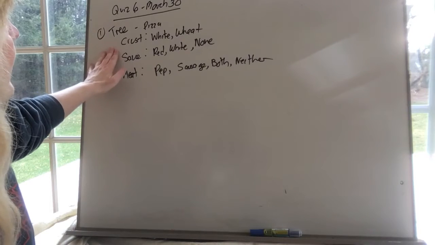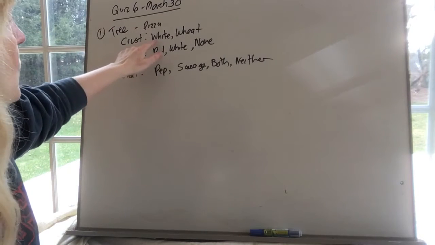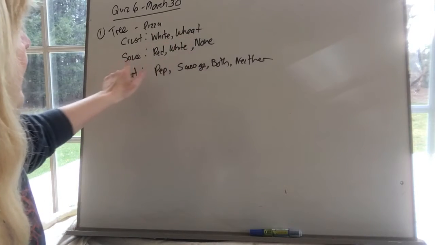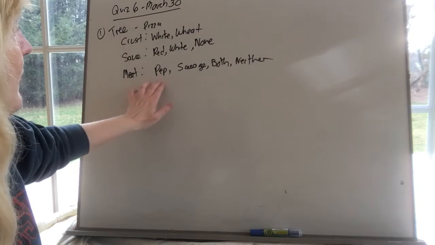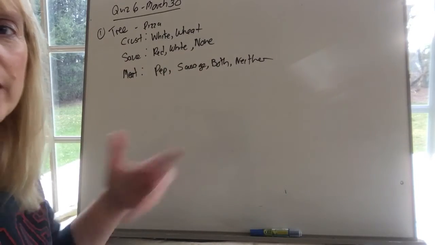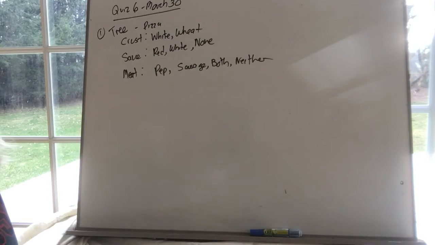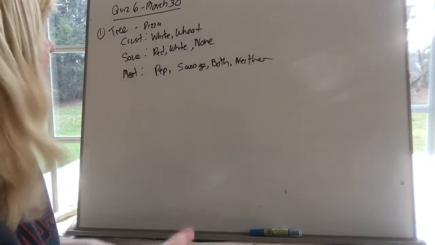So I have a pizza. I can get a pizza that either has white crust or wheat crust. For sauce, it can have red, white, or no sauce. And for meat, it can have pepperoni, sausage, both, or neither. So I want to figure out how many different ways I can have this pizza by using a tree. So I'm going to do that.